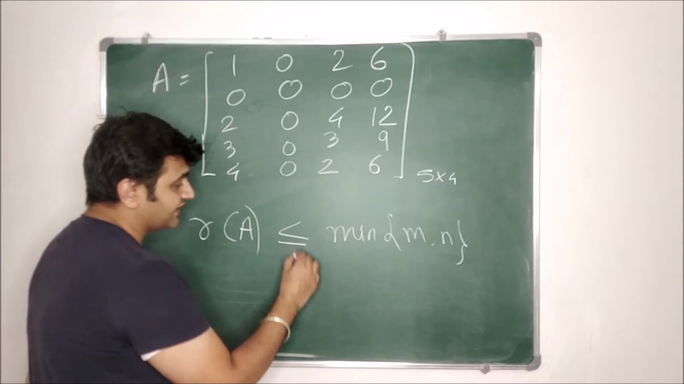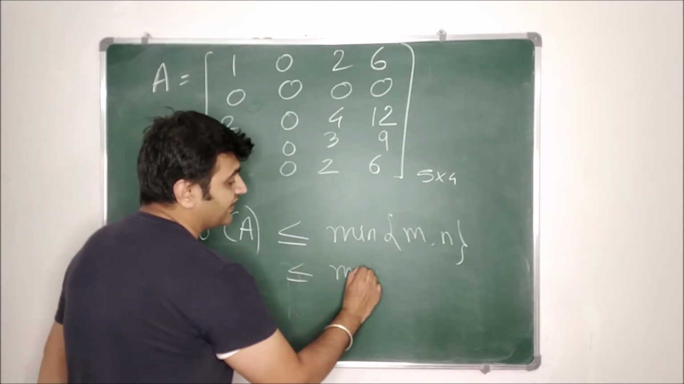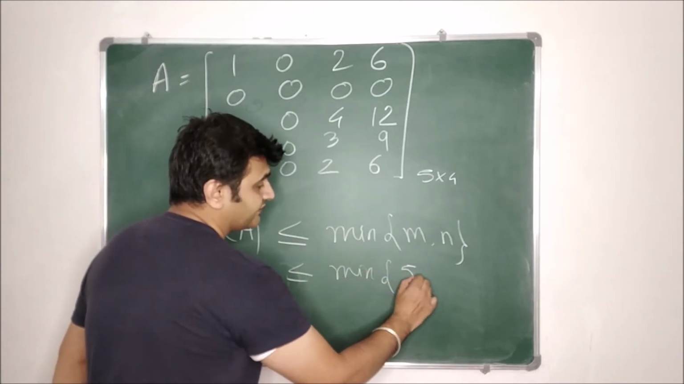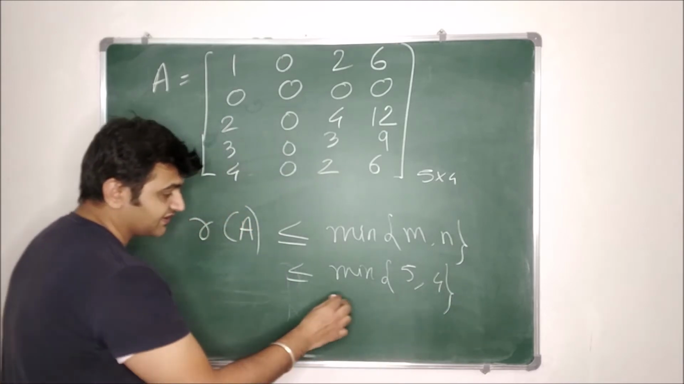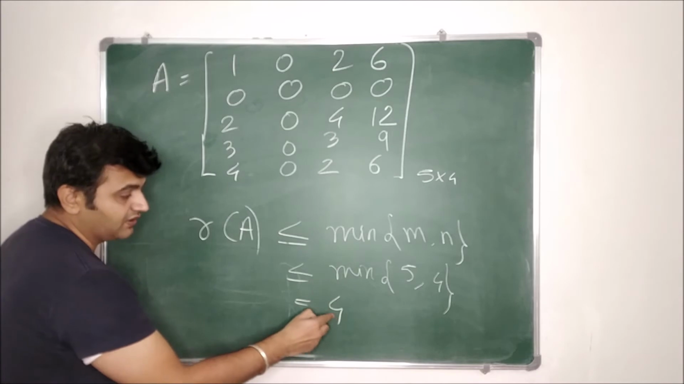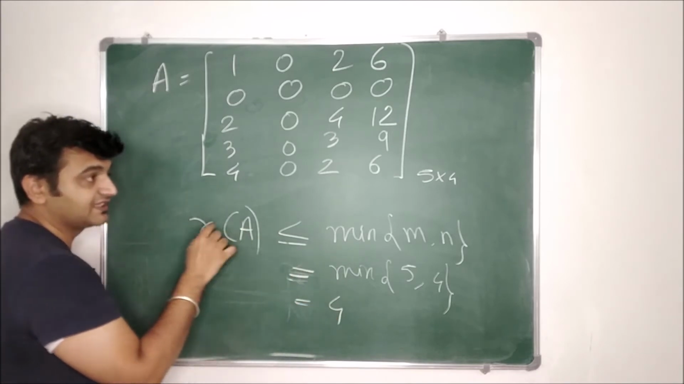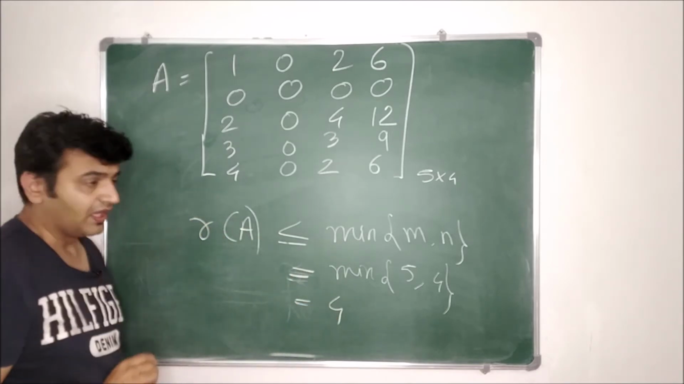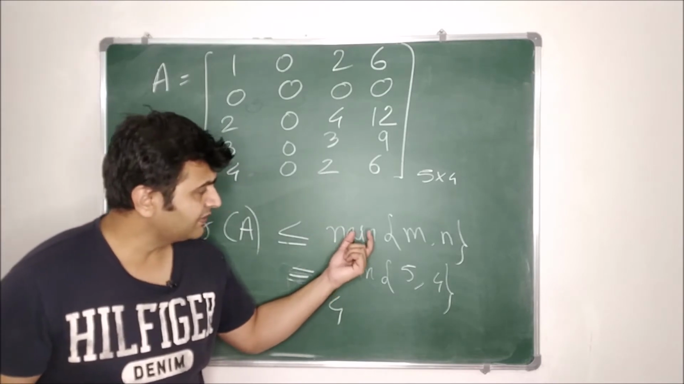Okay, so in this case, what is m and n? It is nothing but m is 5 and n is 4. So rank of A is always less than or equal to 4 for this matrix. And that's obvious, right? Why the minimum?